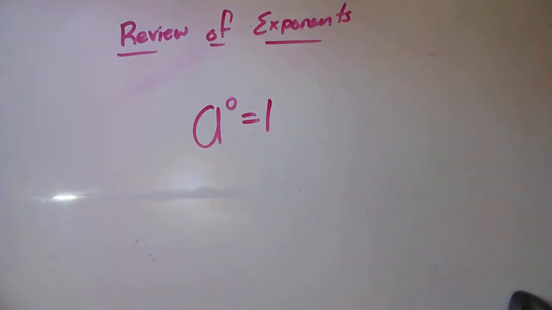A to the 0 equals 1. So any number to the 0 power is 1. It's just that simple.